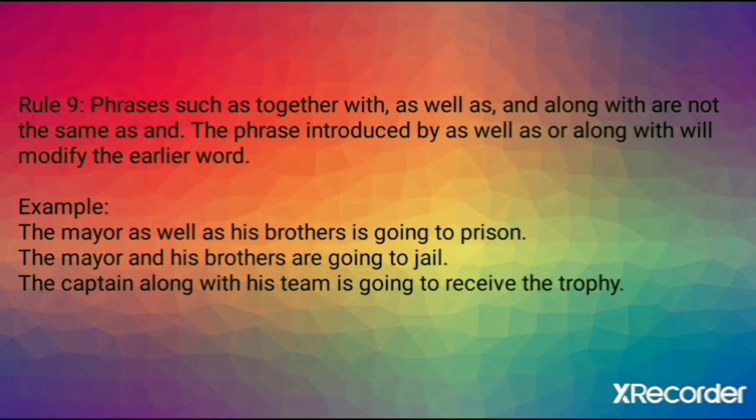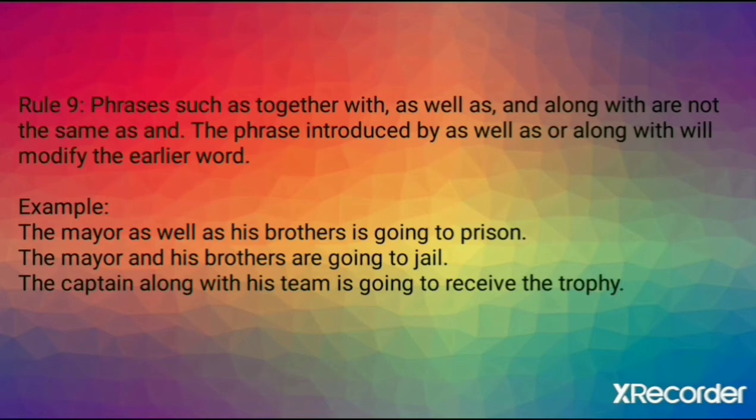Yes, here there is more than one person, the mayor and his brothers, but we are not speaking about his brothers. Here the main subject is the mayor. We are speaking about the mayor. So, the verb will be in singular form. You cannot say "the mayor as well as his brothers are going to prison." We have to concentrate on the main subject, that is the mayor. The next sentence: the mayor and his brothers are going to jail.